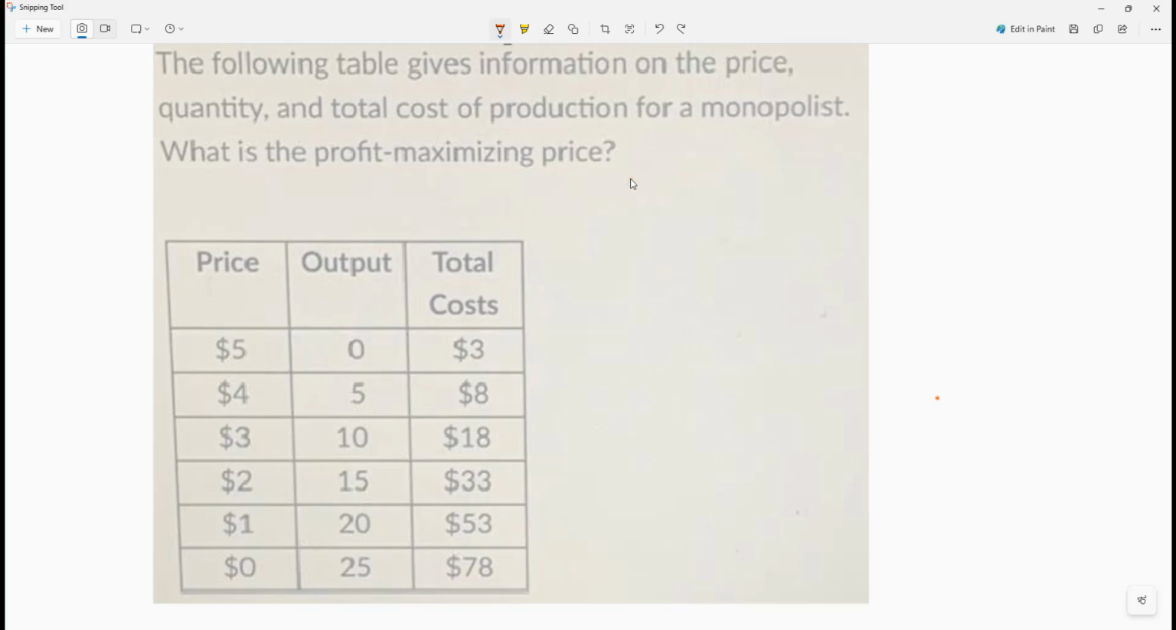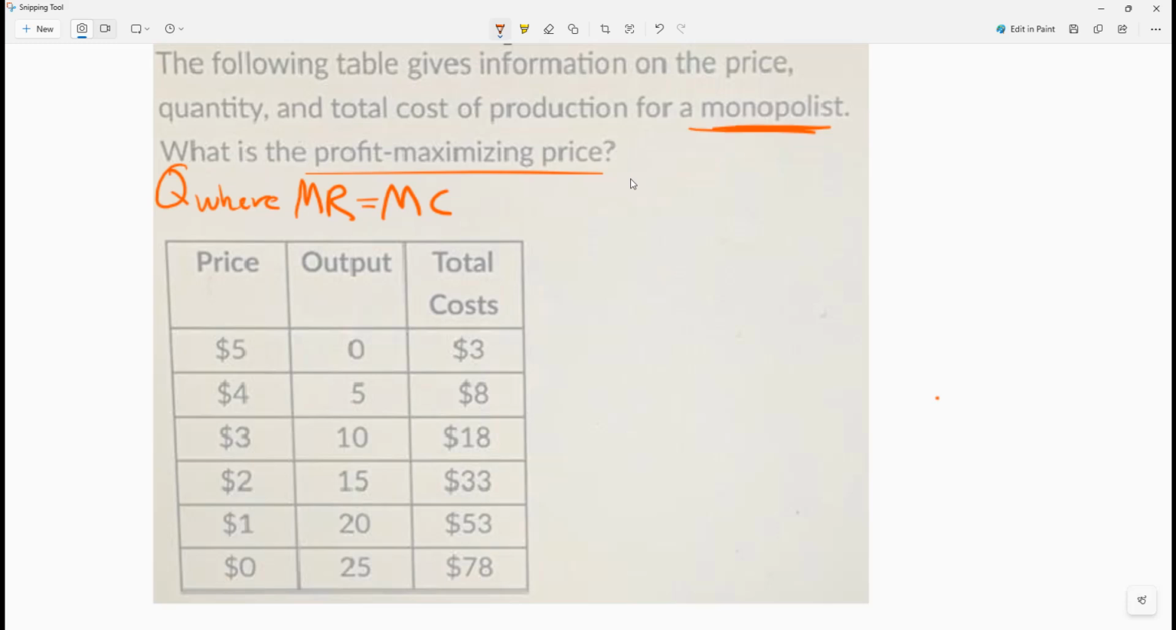In this problem, we're going to solve for the profit maximizing price. We know that this firm is a monopolist because we're told they are, but they also have a downward sloping demand curve and they get to pick their price. So that gives them some kind of monopoly power. So profit maximizing price means I'm going to produce to the quantity where the marginal revenue equals the marginal cost.